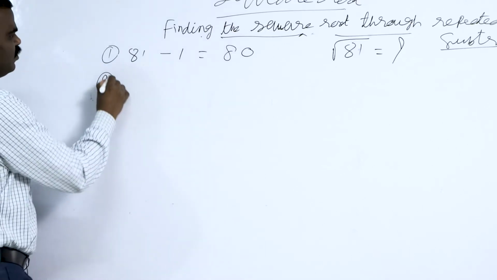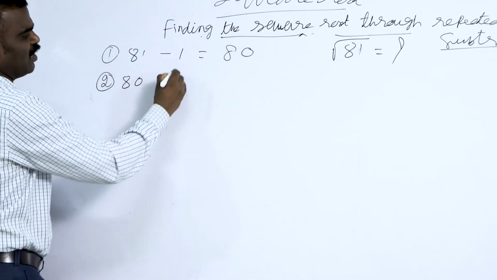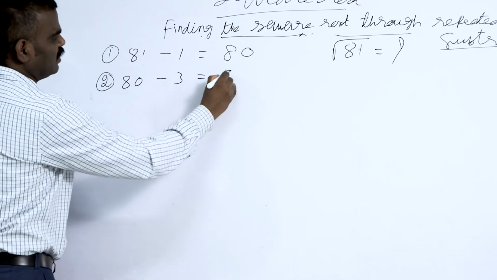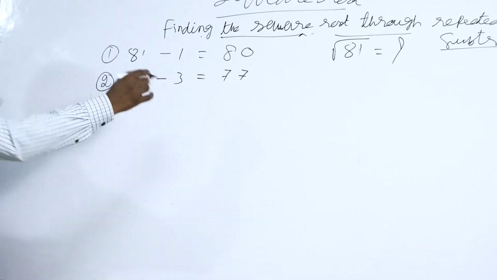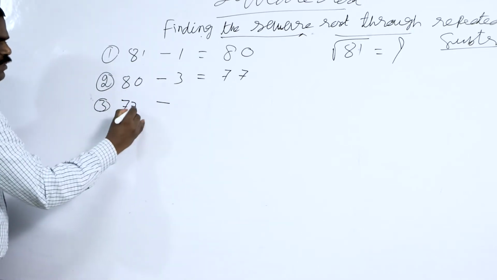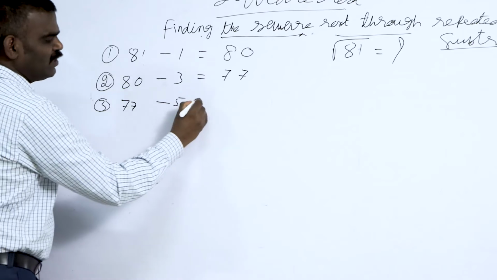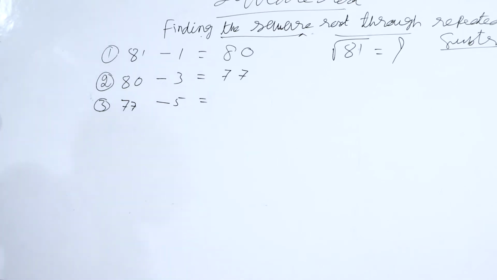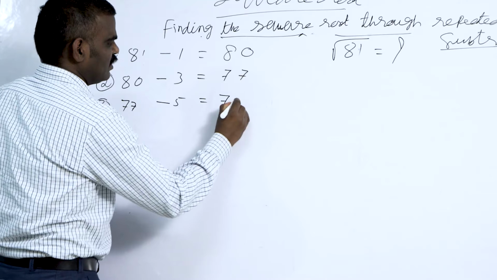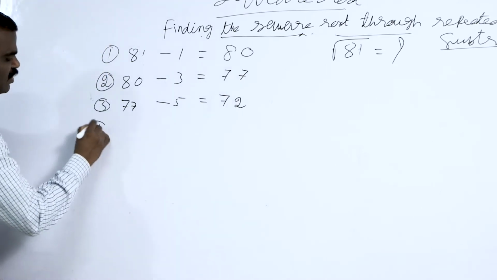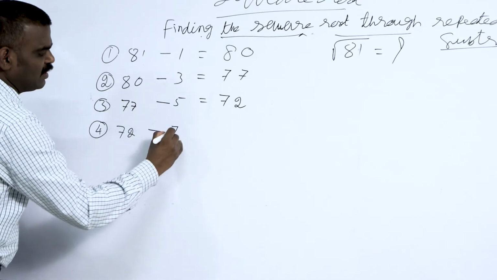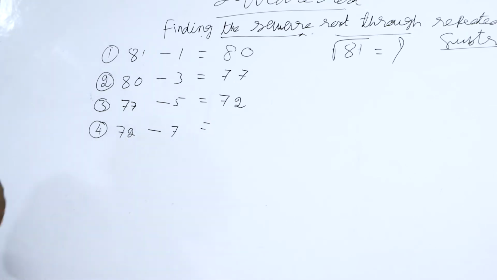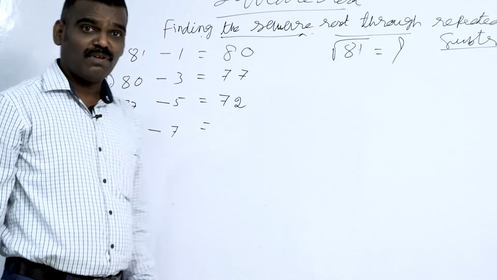Second step, 80 minus the second odd number, 3, is 77. Third, 77 minus 5 is 72. Good. Next, fourth step, 72 minus the next odd number, 7. 72 minus 7 is 65.